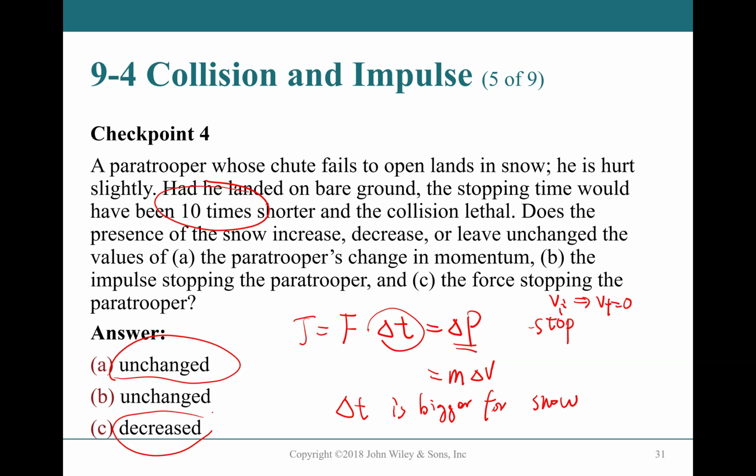And that's why, if you have a car, your car usually has a bumper in the front. What does the bumper do to your car during a collision? The bumper will increase the collision time so that it decreases the force and does less damage to your car. Okay.